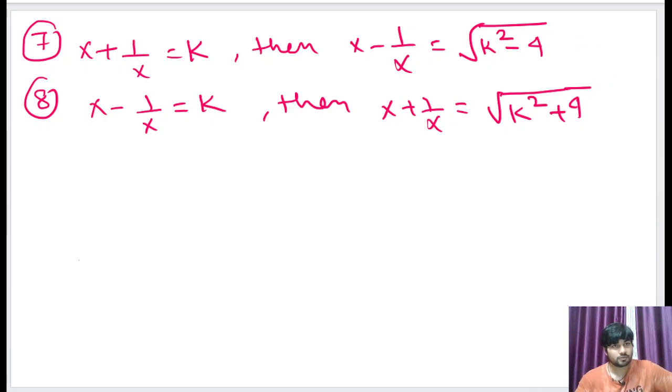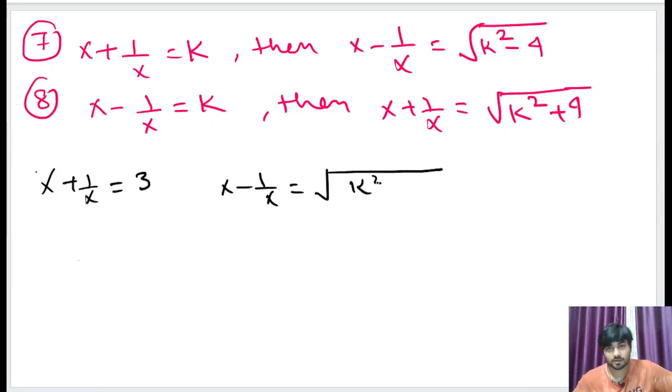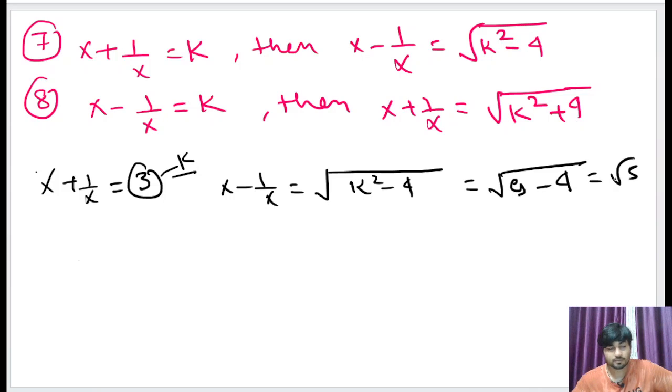So let me give you a question with this. Let's see, if x + 1/x is given as 3 and you need to find x − 1/x directly, how will you do it? You will simply write √(k² − 4), where this is your k. So it will be √(3² − 4), which is √(9 − 4), which is √5 directly. You can directly write it out.